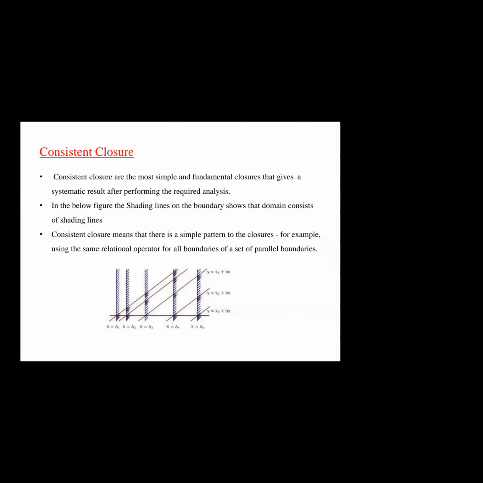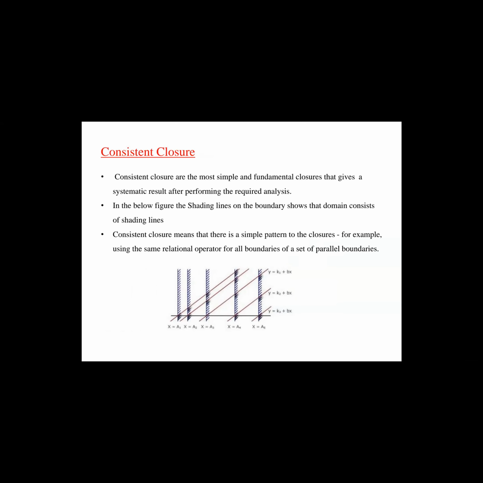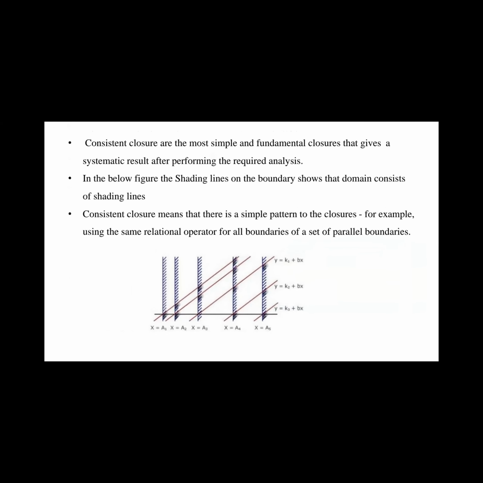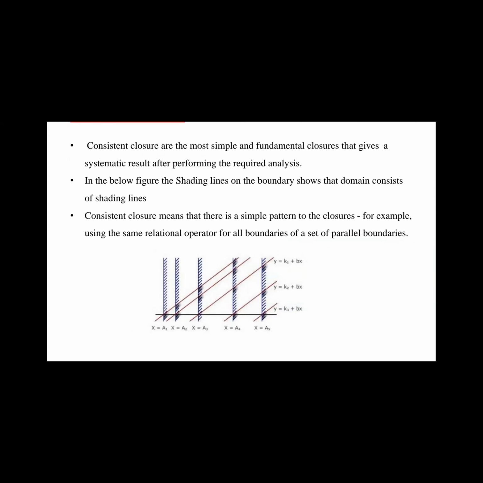So in the nice domain, we have another one, which is consistent closure. So see this diagram. We have different boundaries: x comma a2, x comma a5, y equal to k1, y equal to k1 plus bx2, y equal to k3 to bx. These are some conditions. According to these conditions, these domains are represented. So the domains which are considered consistent. Consistent means it will be correct. The domains are said to be a consistent closure.